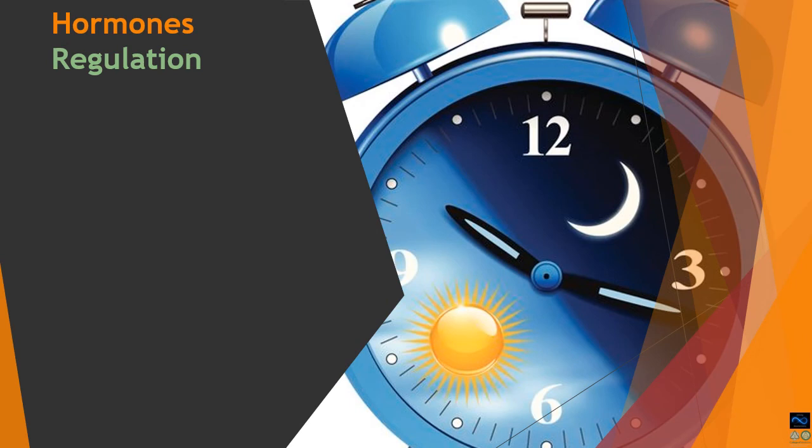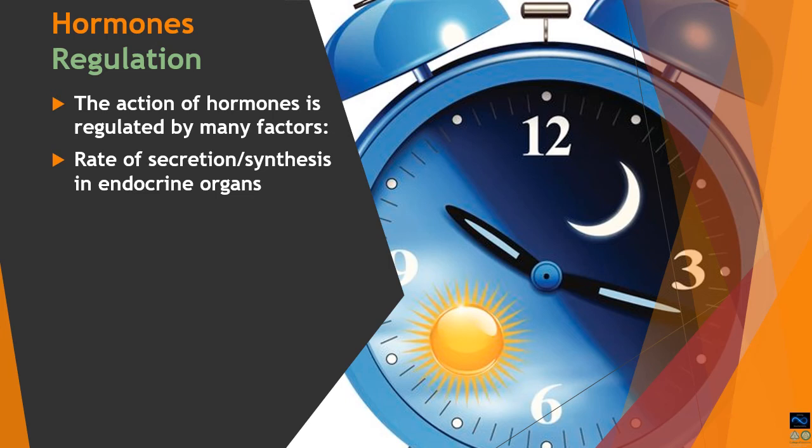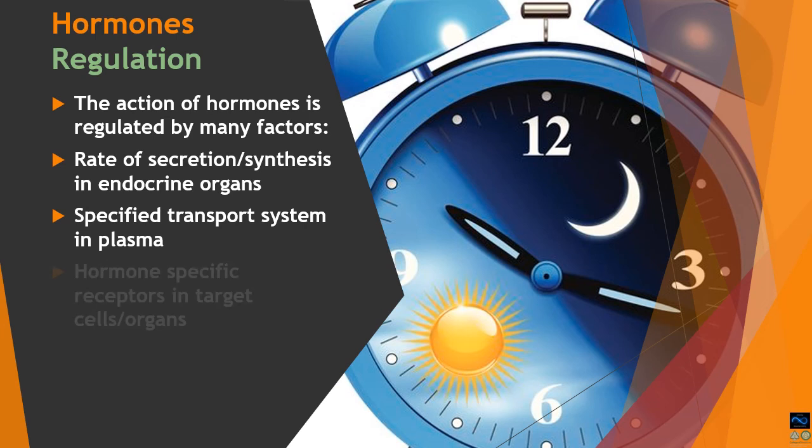Finally, to the concept of regulation of hormones, how hormones are regulated in their mechanism of action. The action of hormones is regulated by many factors. First and foremost is the rate at which it is secreted or synthesized in the endocrine glands or organs themselves. Another factor is the specific transport system for steroid kinds of hormones. They require a transport system from the endocrine glands where they are synthesized to their target cells, and the rate of synthesis of this transport system is also a critical factor for the action of hormones.